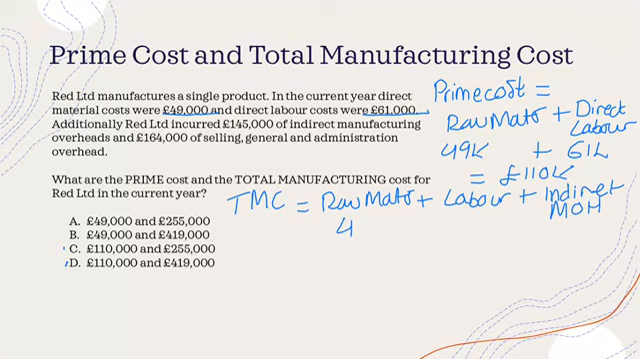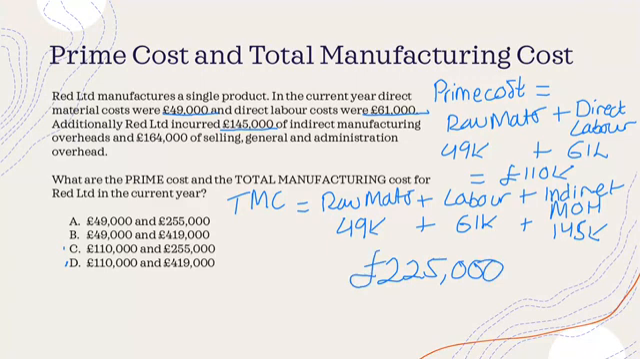So the raw materials we worked out was 49,000. Labour costs were 61,000, and indirect manufacturing overheads, which is stuff like rent, depreciation, repair costs, was £145,000. Now if we add these figures up, it should leave us with £225,000 as our total manufacturing cost. Therefore, C is our answer for this question.